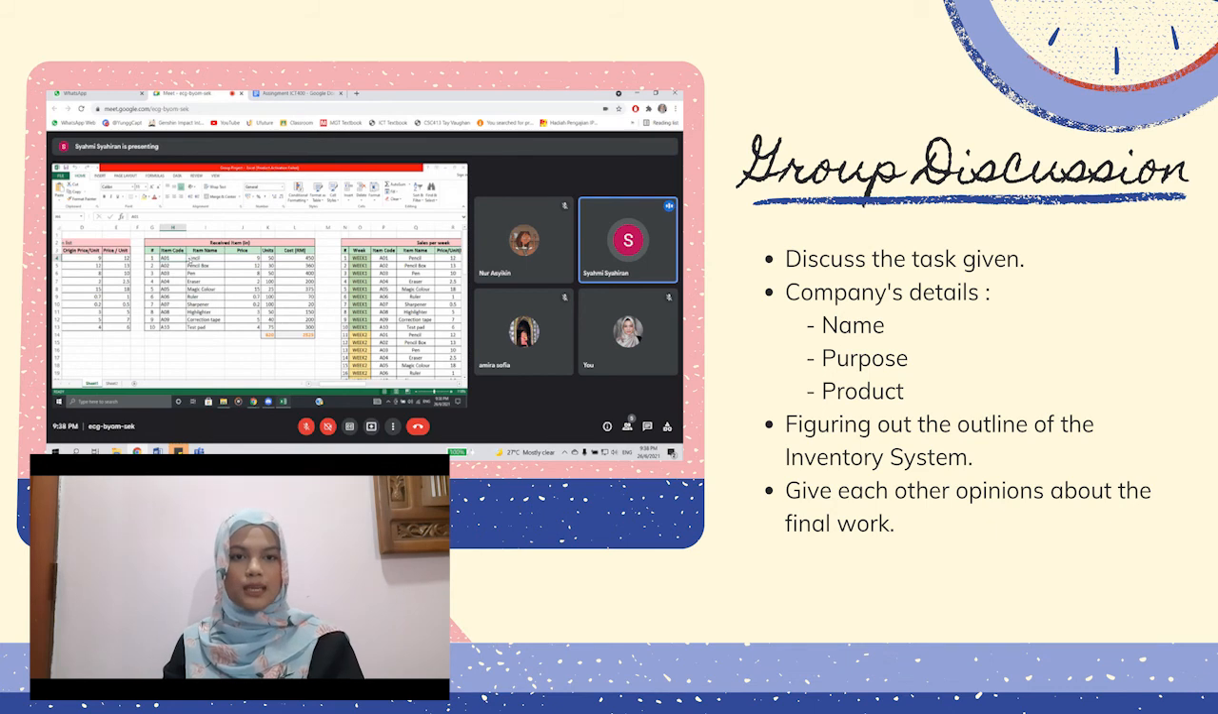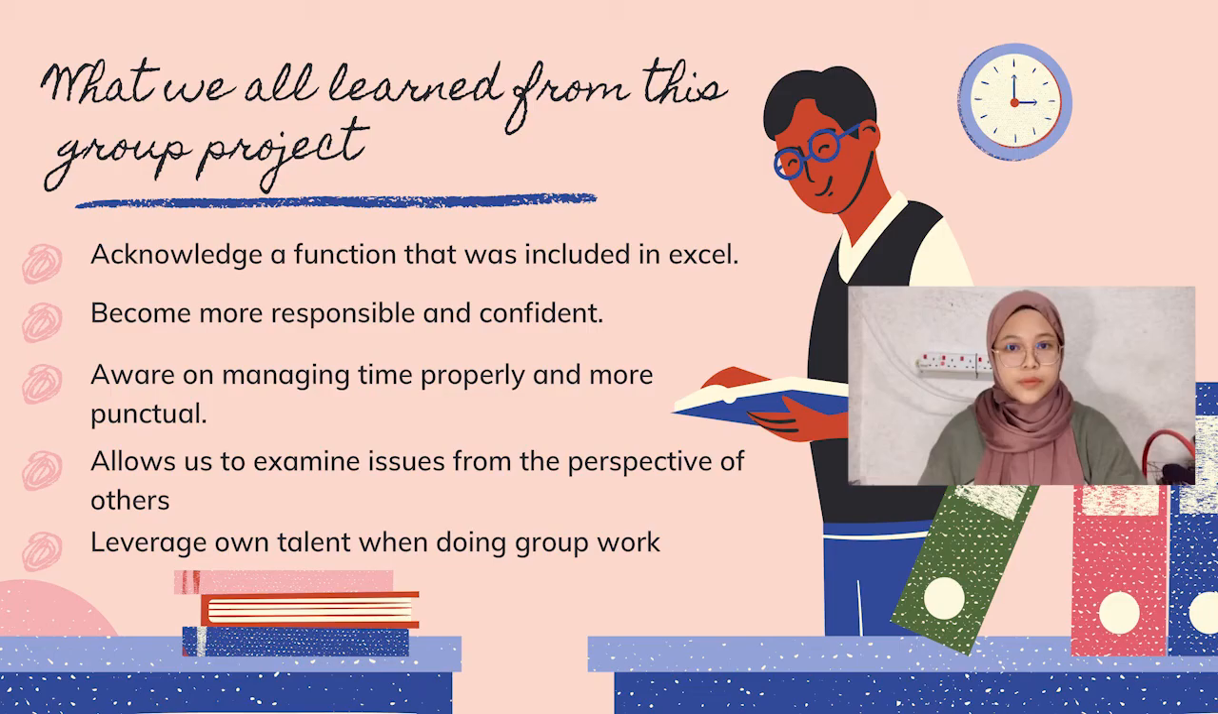We proceeded to decide the name of our company, our purpose, and the product we wanted to sell. Then, we had some discussion about the inventory system, deciding how it will look and how it will work based on the research we have done together. After we finished the inventory system, our system developer explained the final work to give us some understanding about the system. Throughout the discussion, all members have shown great teamwork and contribution in completing the task.